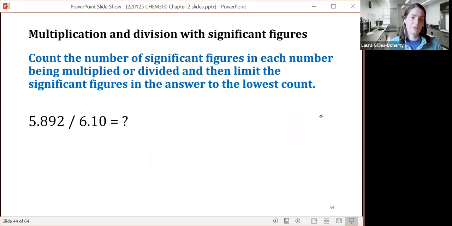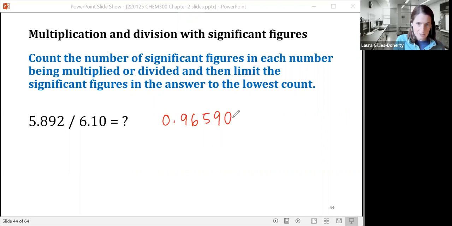So let's do a practice one. We have 5.982 divided by 6.10. I punch this into my calculator here. 5.982 divided by 6.10. Get a whole string of numbers on my calculator. 0.96590016, and it just keeps going. We can't keep all of these digits, right? It wouldn't reflect the precision of our measurements.